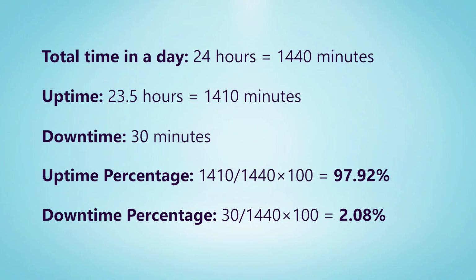Let's take an example. One day we have 24 hours. So in this 24 hours, let's say our system is up and running for 23 hours and 30 minutes and it has a downtime of 30 minutes. So what does it mean? If we perform the basic mathematics, we could find out that our system is operational, or available rather, for 98% of the time, and for 2% it was down, it was non-functional.